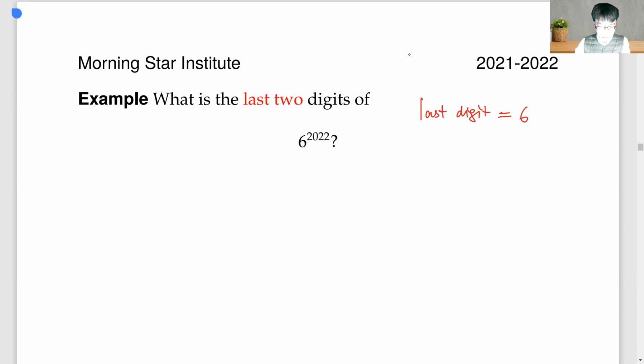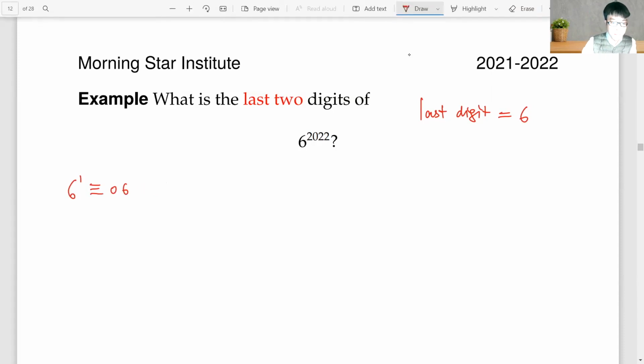Well, here we can write down a couple of terms to see what happens to the last 2 digits. Okay, let's see. We start from the first power, 6 to the first power. This corresponds to just 6. Let me write 0, 6 here to show last 2 digits.